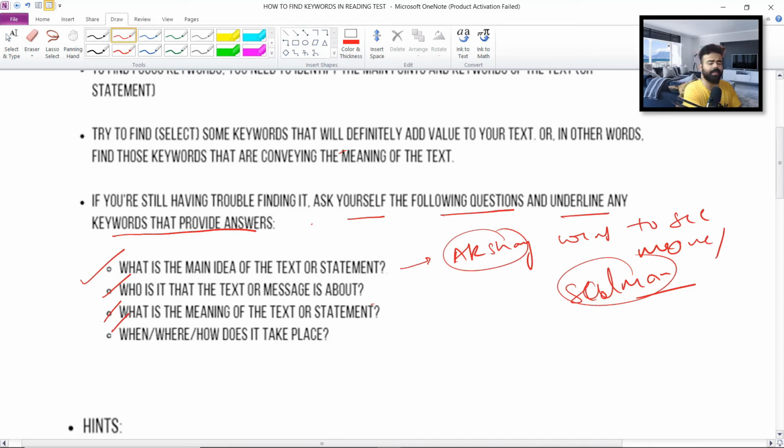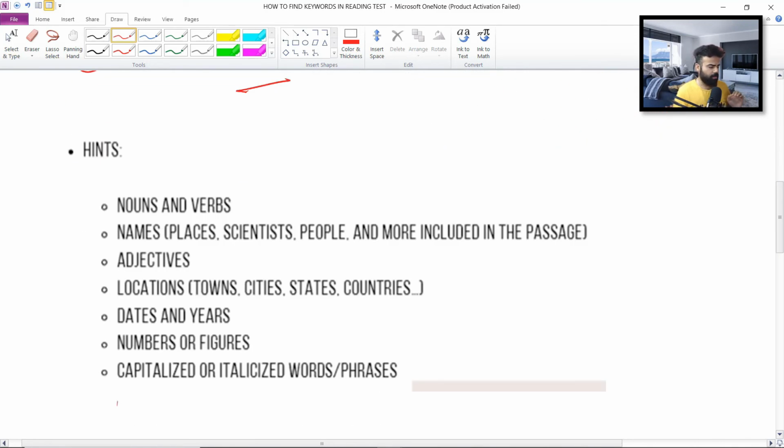So these things will help you if you are not able to find the focus keywords. I think I gave you a very simple technique, and you should be able to highlight the keywords, because you just need to do it once or twice and you'll be able to do it every time. So when and where, how does it take place? All these things will help you. Now after looking at these questions, or trying to highlight these keywords, if you're still not able to find them, we have other hints as well. These are going to help you a lot.